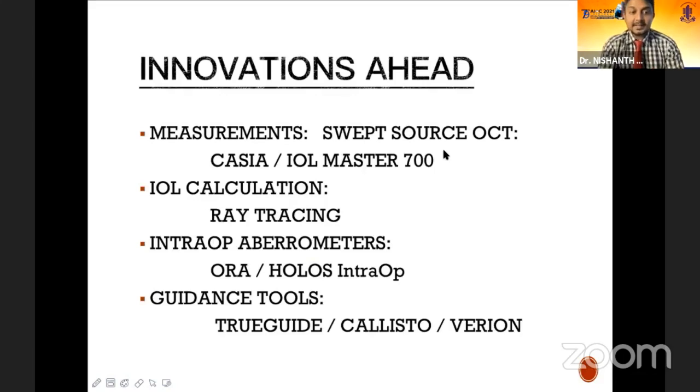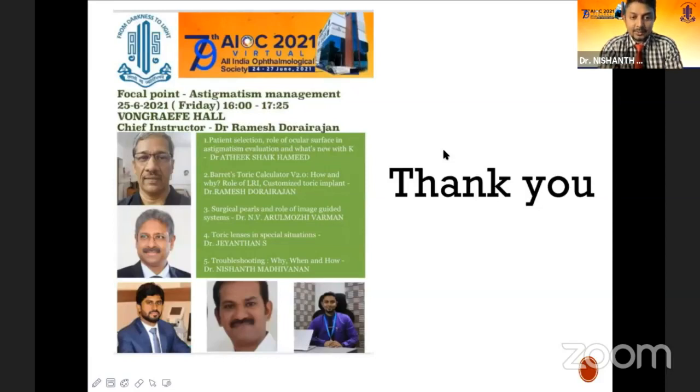With the innovations ahead, yes, we have the measurements from the swept source OCT. As I told you, the Cassia and the IOL Master 700, which shows accurate precision access for the patient. And the IOL calculation of ray tracing and the ORA and the HOLAS intro-op, they actually help in the aberrations and the aberrometer. And the guidance tools such as the True Guide, the Callisto, and the Verion are amazing devices to get a spot-on cylindrical toric lens. So I would like to thank the whole team once again.